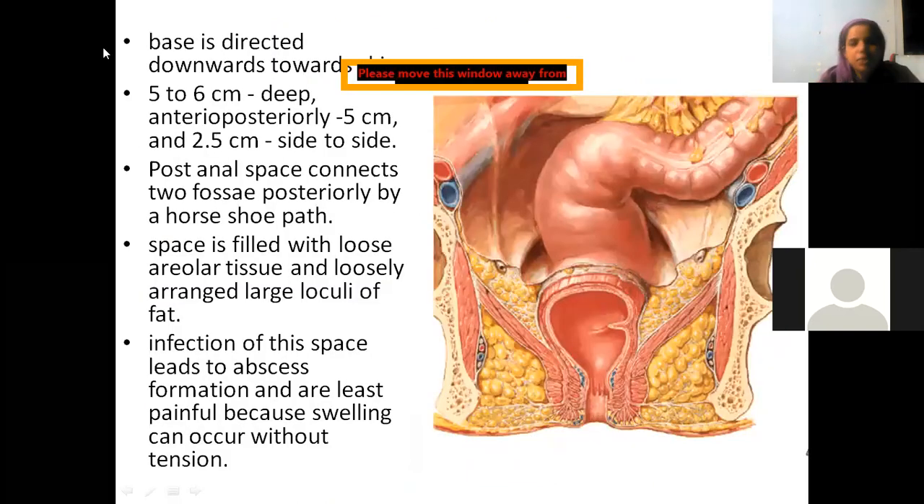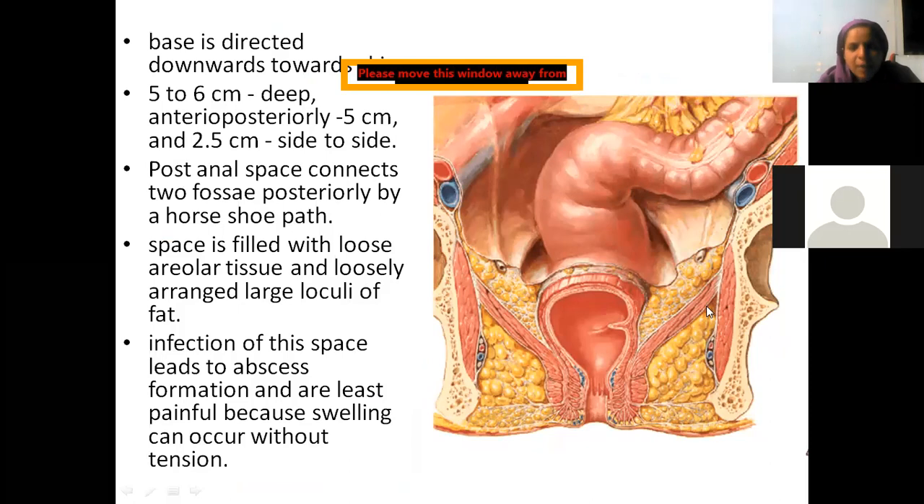Okay, now ischiorectal fossa. So this is the base. This is also base. This is the right ischiorectal fossa. This is the left ischiorectal fossa. So base is directed downwards. Now when you see the dimensions, the length is around 5 to 6 centimeters. Anteroposteriorly if you measure it, it is 5 centimeters. And thickness, side to side, if you check, it is 2.5 centimeters.